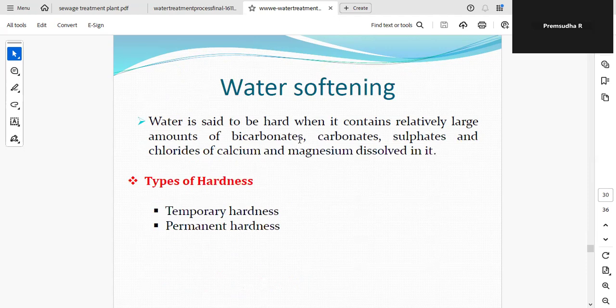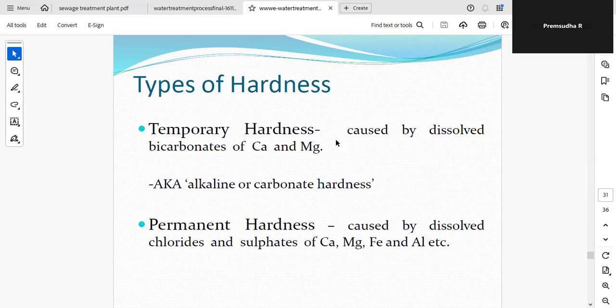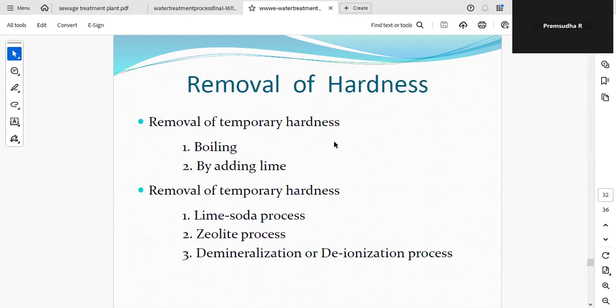Water softening. Water is said to be hard when it contains relatively large amounts of carbonates, sulfates, and chlorides of calcium and magnesium dissolved in it. There are two types of hardness, temporary and permanent. Temporary hardness is caused by dissolved bicarbonates of calcium and magnesium, whereas permanent hardness is caused by dissolved chlorides and sulfates of calcium and magnesium. Removal of temporary hardness is by boiling and by adding lime. Removal of permanent hardness is done by methods like the lime soda process, zeolite process, and deionization process.